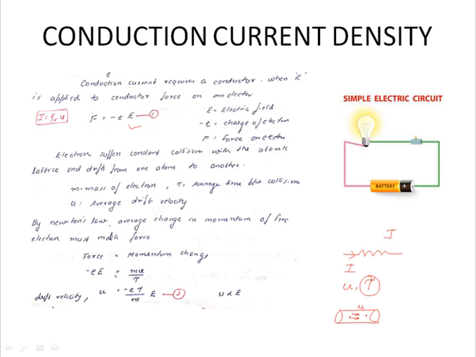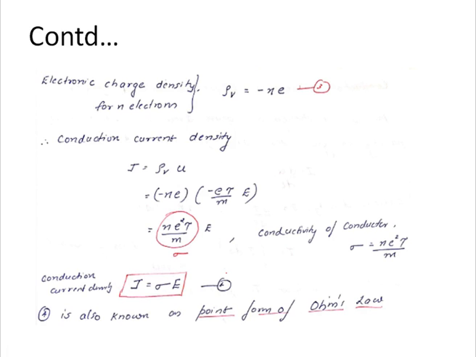Then by Newton's law, the average change in momentum of a free electron must match the force. So force will be equal to the rate of change of momentum. Force is minus e into E, which we mentioned earlier. Momentum change is m into u by tau, where u is drift velocity, m is mass, tau is time. Then drift velocity u will be equal to minus e tau by m into E. That is your equation. So in effect, u is proportional to the electric field. Velocity becomes proportional to the electric field, right? So that is the thing.